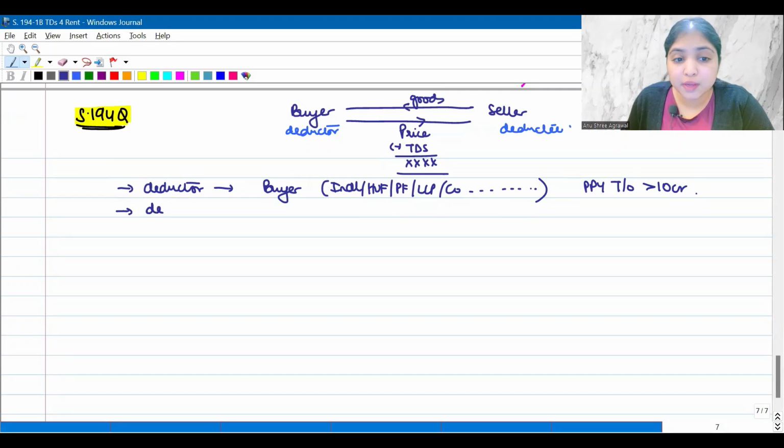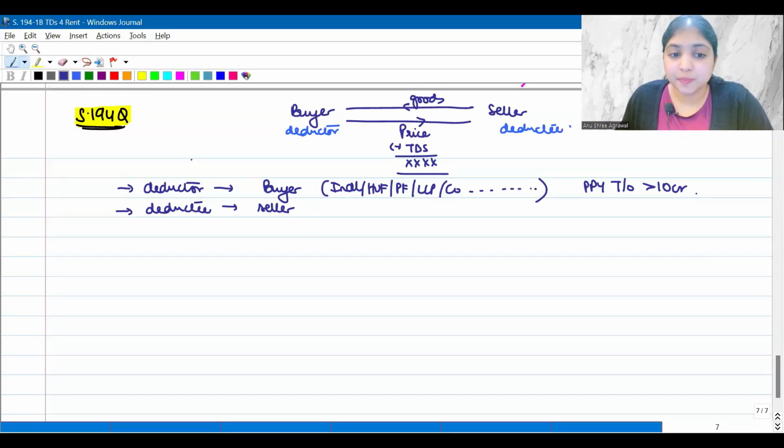Condition number two, who is the deductee? The deductee should be the seller, guys. Of course, the deductee is a seller. I've already told you about that as well. Okay, so point number one, the deductor has to be a buyer. The buyer can be any person, individual, HUF, firm, LLP, doesn't matter. Just that preceding previous year turnover has to be more than 10 crores. The deductee will be the seller. First two conditions clear. Tax will be deducted at the time of payment or credit, whichever is earlier, normal section.